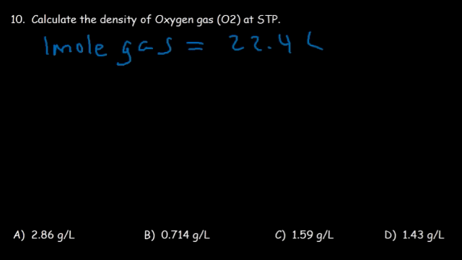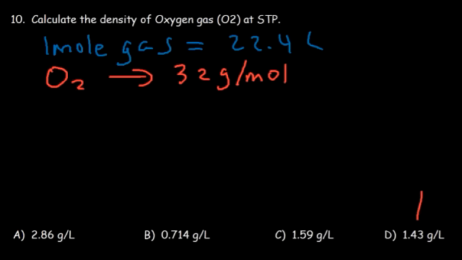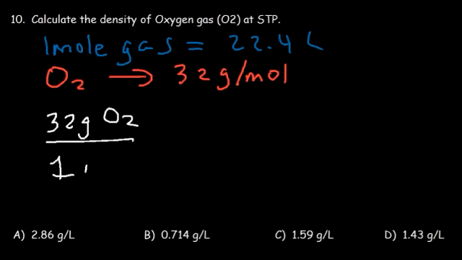Oxygen is diatomic, it's O2, and it has a molar mass of 16 times 2, which is 32 grams per mole. Look at the units. Notice that the units for our answer is like grams per liter. So with these two numbers, we can get the answer. So start with 32 grams of oxygen gas per 1 mole. That's the molar mass.